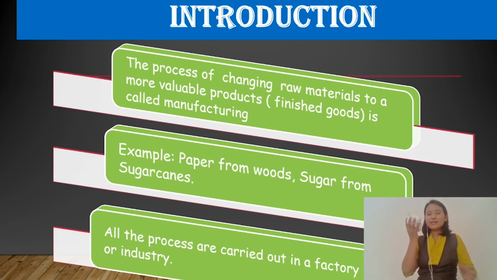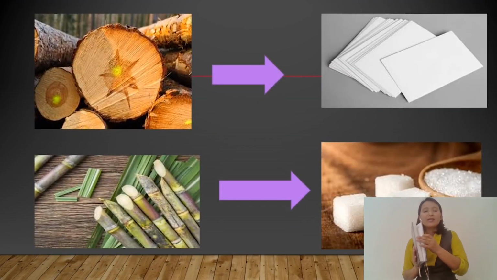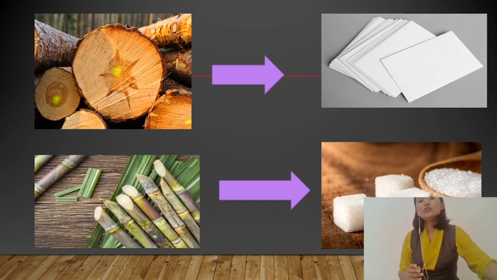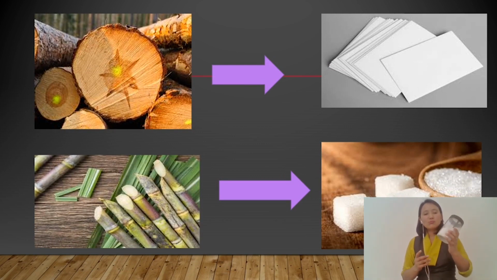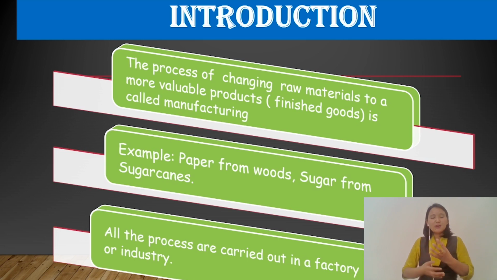Like I have given you the example of cotton, let me give you more examples. We use paper in our daily life, and this paper is made from the raw material called wood. At the same time, we use sugar. Sugar is obtained from a raw material called sugarcane. So, all these activities of converting raw material into finished goods are carried out in a factory or industry. So, it is called manufacturing industries.